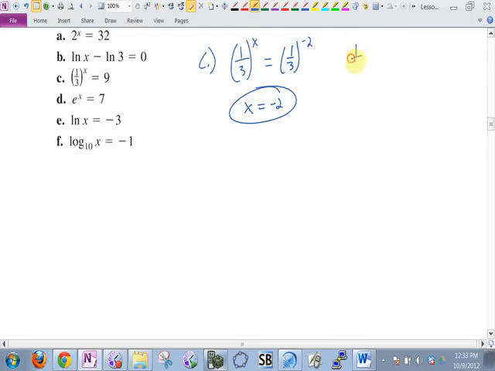Or you could have taken a log base 1/3 of both sides, or taken natural log of both sides. And so you have x equals natural log 9 over natural log 1/3, something like that. For ones that easy, no.